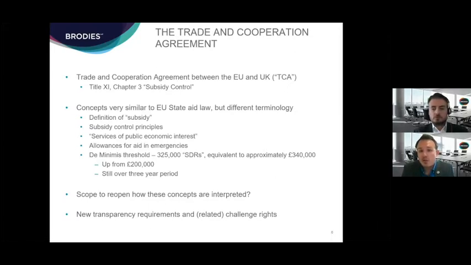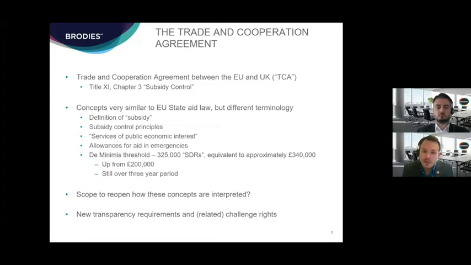It has its own concepts of services of public economic interest, a little bit like SGEI, if you remember that, allowances for aid in emergencies, and its own set of de minimis thresholds. So the de minimis threshold has risen significantly from where it was before. It was £200,000 over a 3-year period, and it's now £340,000 over a 3-year period.